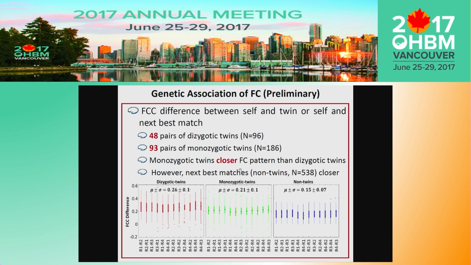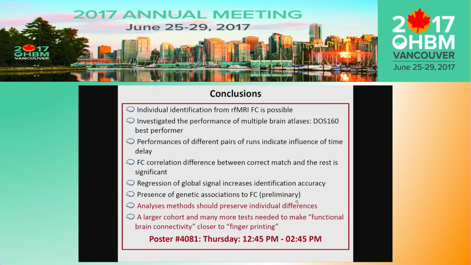However, when we looked at the next best match who did not have a twin, that difference was smaller than for the monozygotic twin. So this could mean two things. One is that there may be someone out there who has a functional connectivity pattern that is closer to yours than your twin, so the difference between you and the twin is larger than with the other person. Or this may be due to the fact that you have a very large number of non-twins here. So this needs further investigation as well.